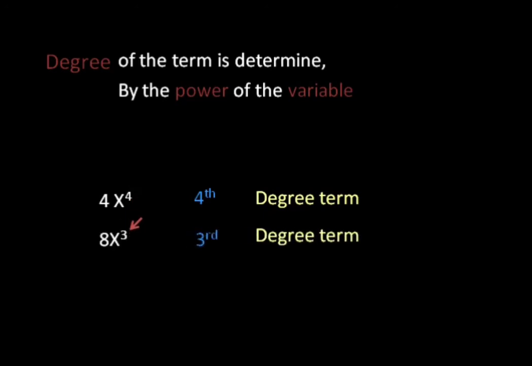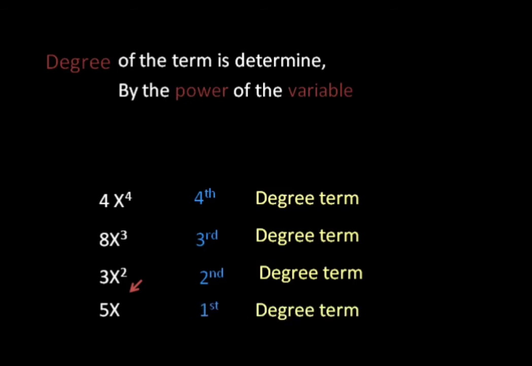Now we learn some property of the term called the degree. The degree of a term is determined by the power of the variable. So if there is a 4th power, then we say that the degree of the term is 4th, or it is a 4th degree term. If there is a 3, then the degree of the term is 3, or a 3rd degree term. If it has a square, then the degree of the term is 2nd, or a 2nd degree term. And if there is no power, then the degree of the term is 1st, or a 1st degree term. A term with no variable part is called a 0 degree term, and is also called the constant term.